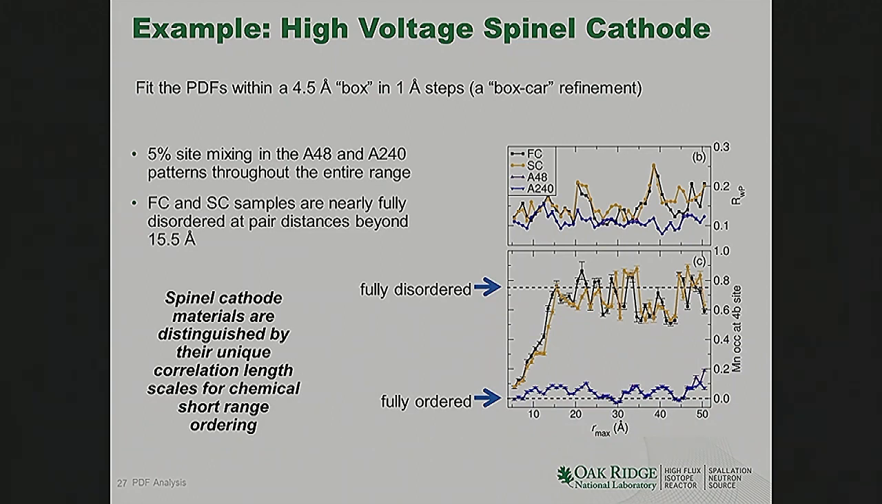Okay, so that's actually called a boxcar refinement, when you apply one crystallographic model over different lengths of real space and see what changes as you do that.